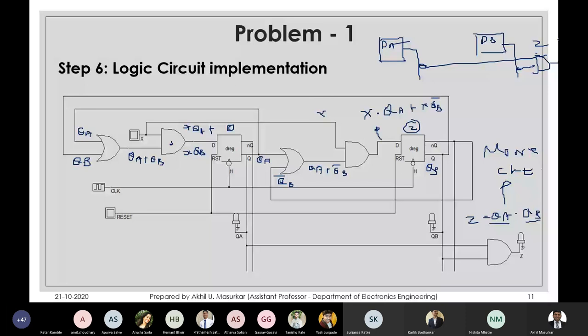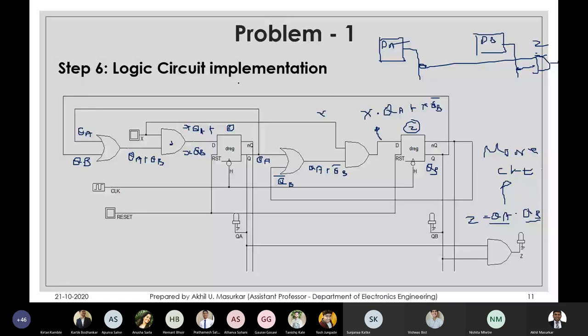So any doubts in this diagram, please ask. Vishwas? Any doubts in the diagram? Yes, sir. No doubts, sir. Okay. Hello, sir. Yes.